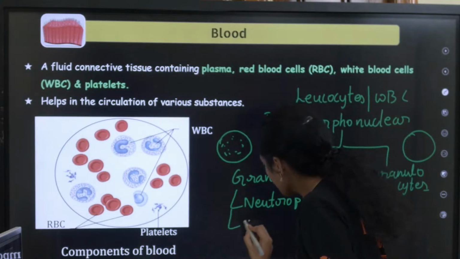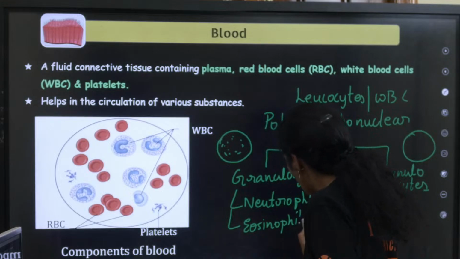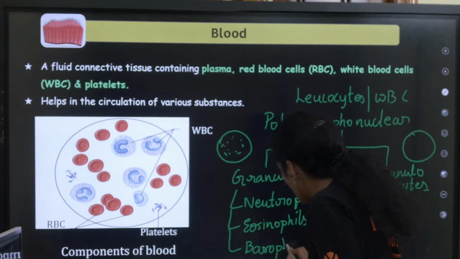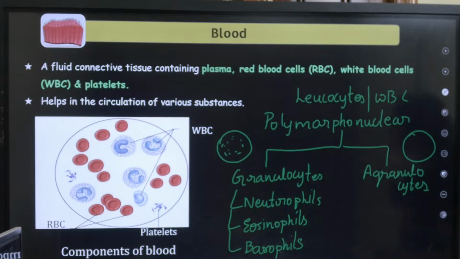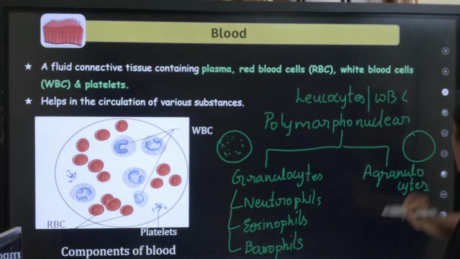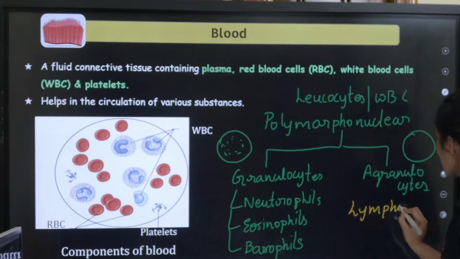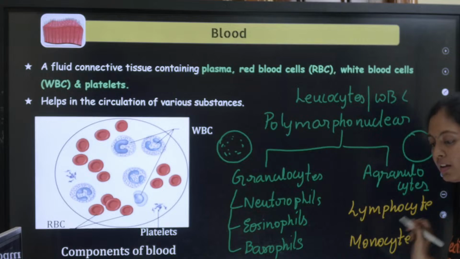Neutrophils, eosinophils, okay, and lastly basophils. These three are the three types of granulocytes in your WBC. Similarly, you have three in agranulocytes. I think I'll change the color. So you have lymphocytes, there are two, not three. Lymphocyte and monocyte. Okay, this is how they are classified.